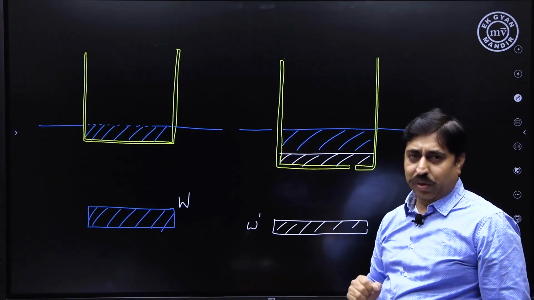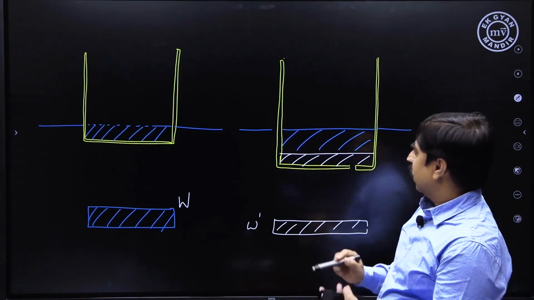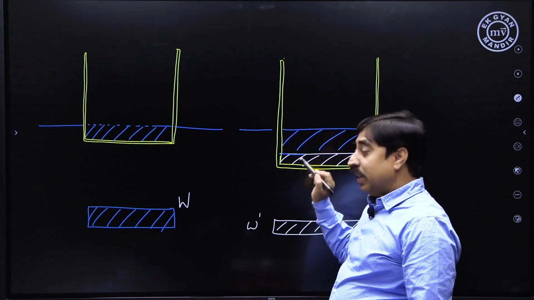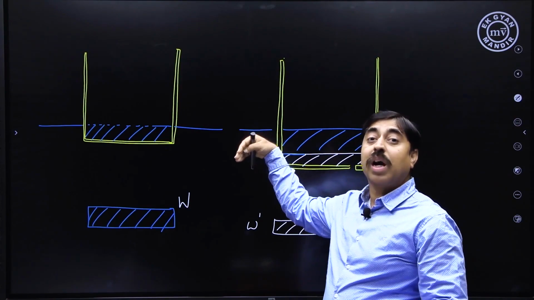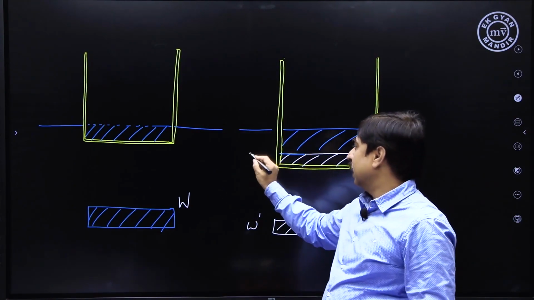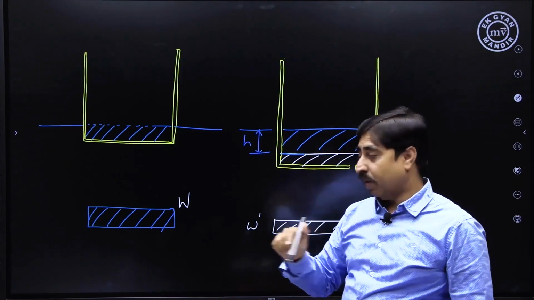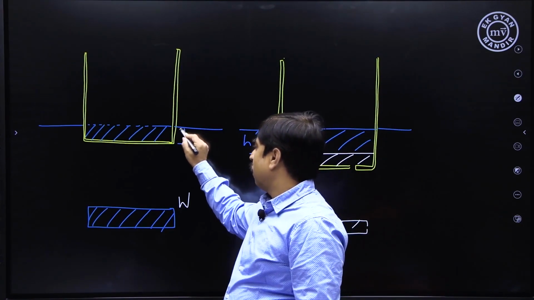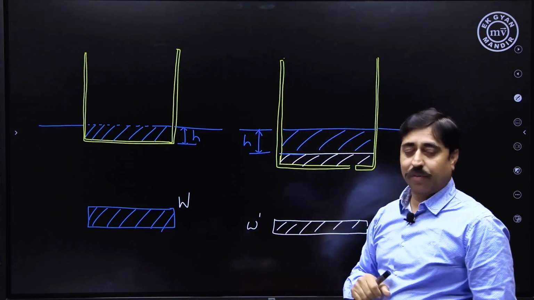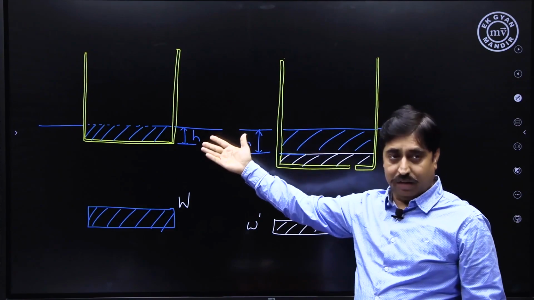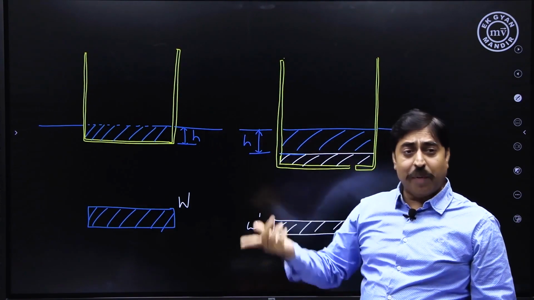So what do we see actually? We see that the level of water inside the boat and the level of water outside in the pond, this difference will remain constant, because if this is H here, it is H here also. The difference in water level inside the boat and outside the boat will remain constant.